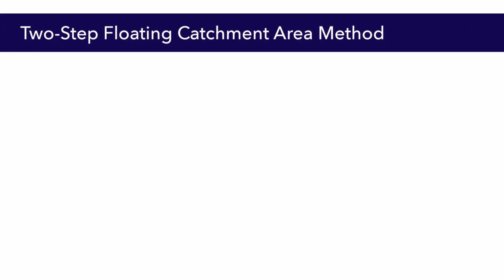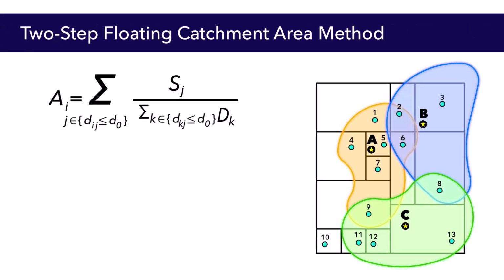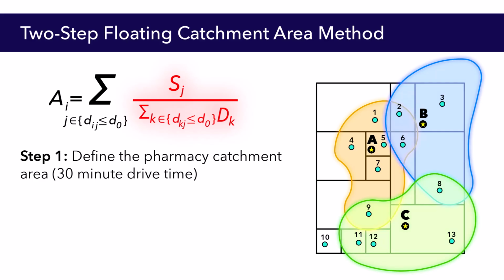We can answer these questions using the two-step floating catchment area method. Recall that the method works in two steps. First, we define a catchment area around each pharmacy, and this area represents the area a pharmacy can serve. We will calculate this area using drive times.